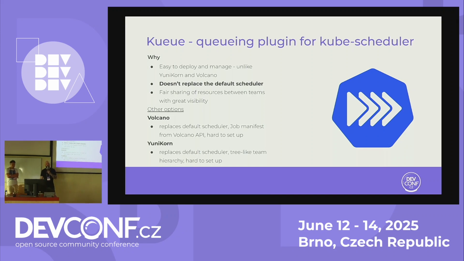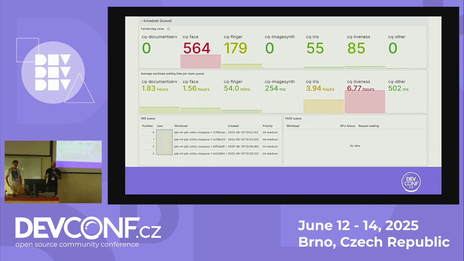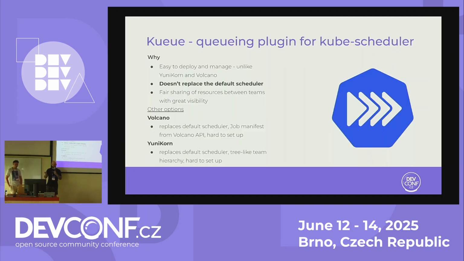The other options we tried were Volcano and Unicorn, and we didn't choose them because both of them replace the default scheduler. So everything that runs in the cluster has to use them, but if you use Kueue, just the resources you want use the queue. Volcano also replaces the default Kubernetes job manifest with one from their own API, so you have to replace all of your jobs. And Unicorn uses a weird tree-like team hierarchy to set up the fair sharing. So we didn't choose them.